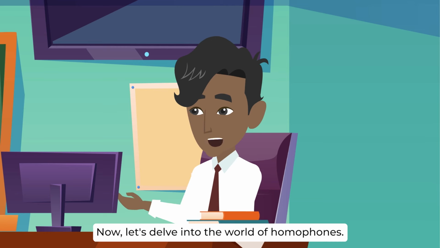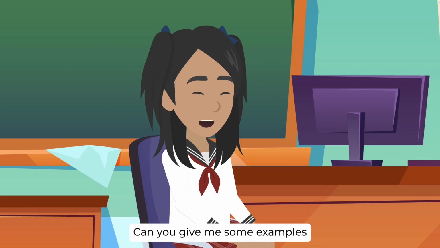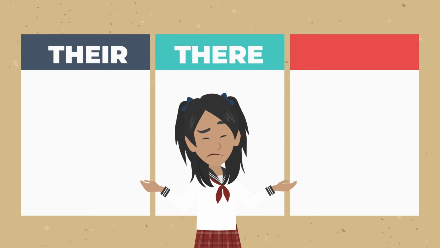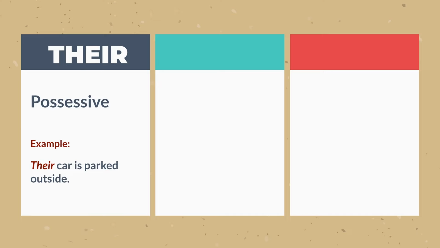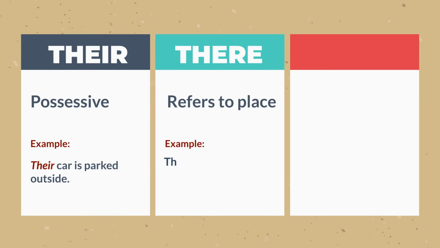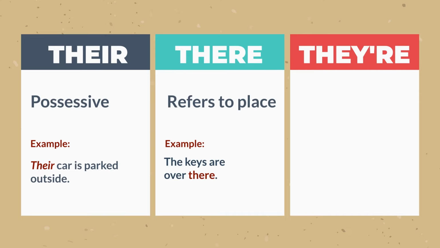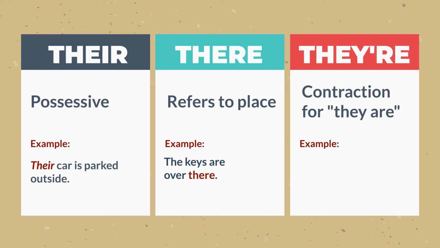Now let's delve into the world of homophones. Can you give me some examples of commonly confused homophones and how to use them correctly? Sure. There, their, and they're often cause confusion. What's the difference among the three? Their is possessive, like their car is parked outside. There refers to a place, like the keys are over there. And they're is a contraction for they are, as in they're going to the movies.